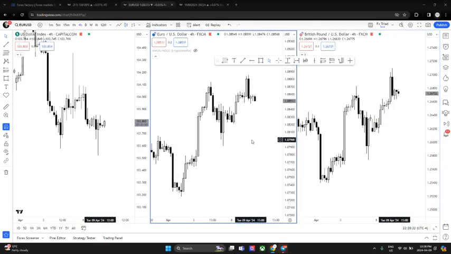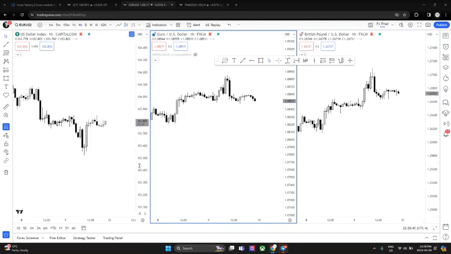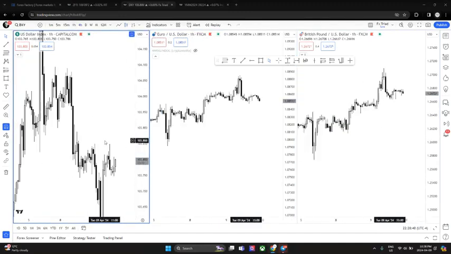And due to tomorrow's CPI, I currently have no bias. I'm just waiting for CPI to happen. Or if there is sequential SMT between two sessions, then I will expect CPI to respect whatever order flow that would suggest. Right? So here, I already showed you guys this, I believe.